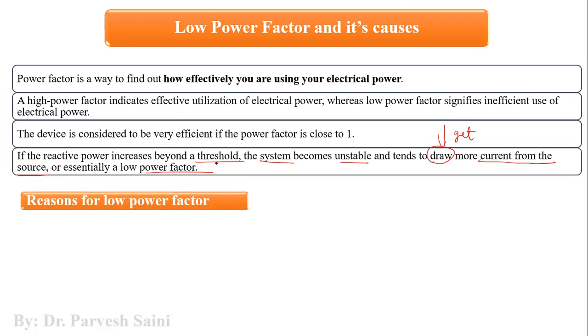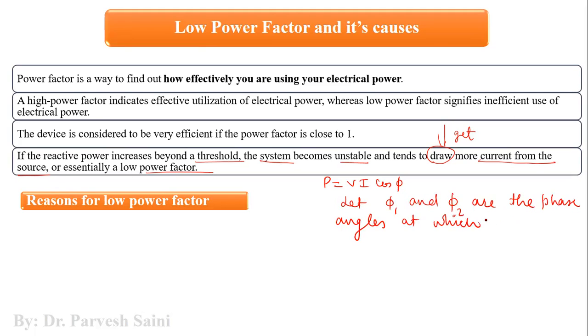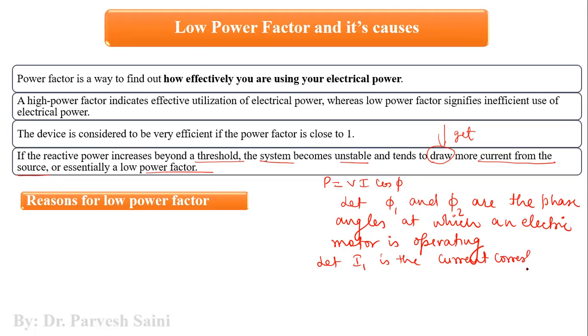So what are the possible reasons of low power factor? Why is it so? Right. Now, before that, we will understand how this particular statement is true. For example, because your P is given by VI cos phi, let phi 1 and phi 2 be the phase angles at which an electrical motor is operating, right? So let I1 be the current corresponding to phi 1 and I2 to phi 2.